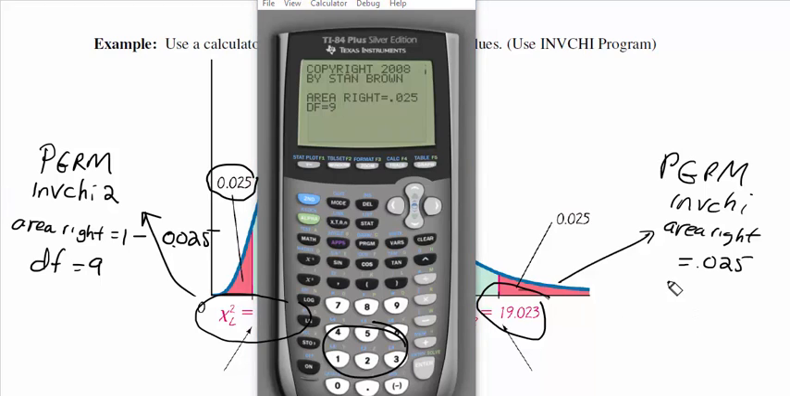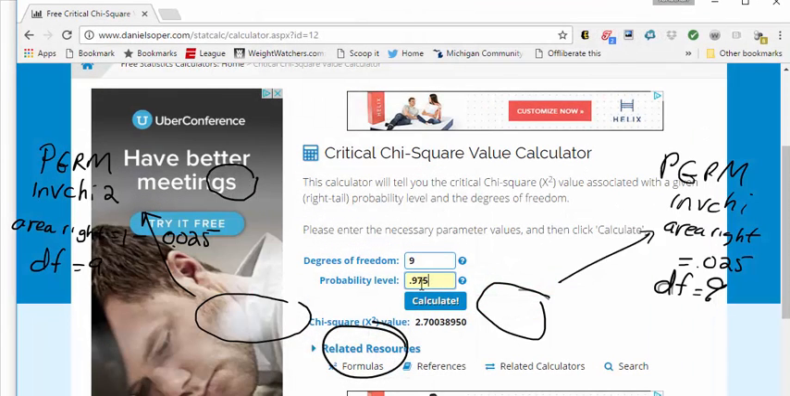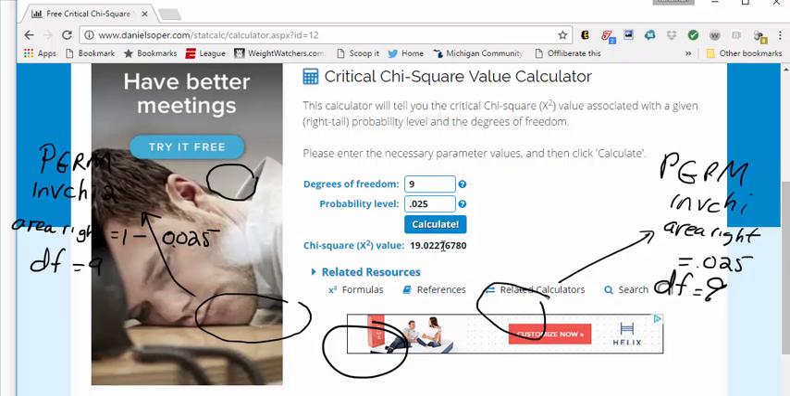And then I can see right here that I get 19.023. And again, if I wanted to do that using the computer, I could type in 0.025 as the area to the right and hit calculate here, and it will give me 19.02276780. So I think that's pretty cool.